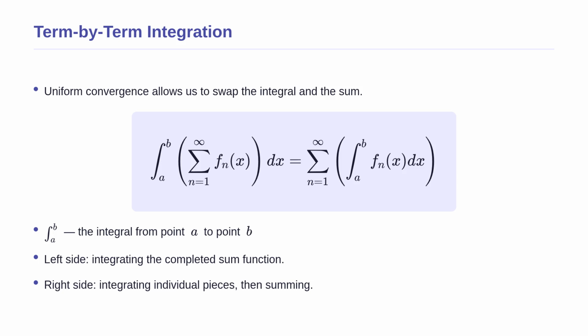This formula represents the property of term-by-term integration. On the left side, we are adding up all the infinite functions first to get the sum function, and then taking the integral from point a to point b. On the right side, we are taking the integral of each individual function first and then adding up all those infinite areas. If the series converges uniformly, these two sides are perfectly equal, allowing us to swap the integral and summation signs.